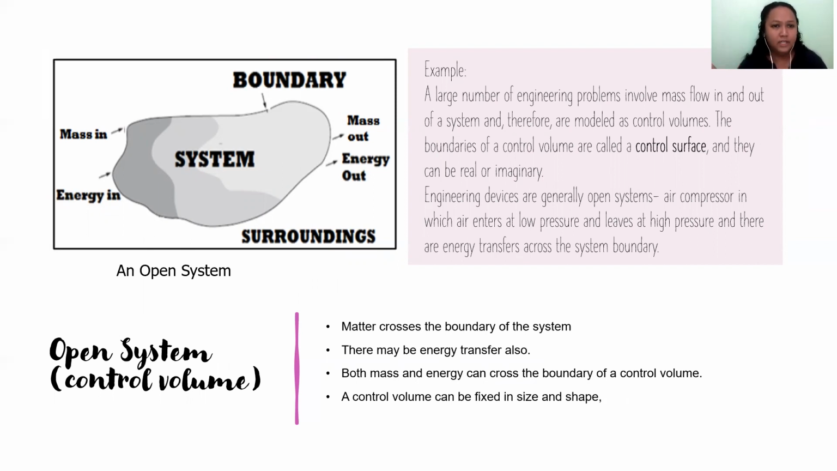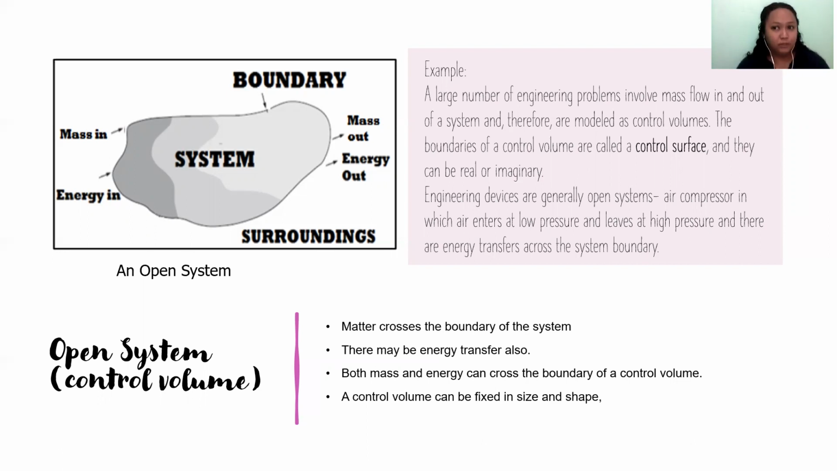So, what is it here? Matter crosses the boundary of the system. Energy transfer may or may not be present. So, kung kanina energy lang, ito, both mass and energy can cross the boundary of the control volume. Okay? And the control volume can be fixed in size and shape. Okay? So, what is the example?